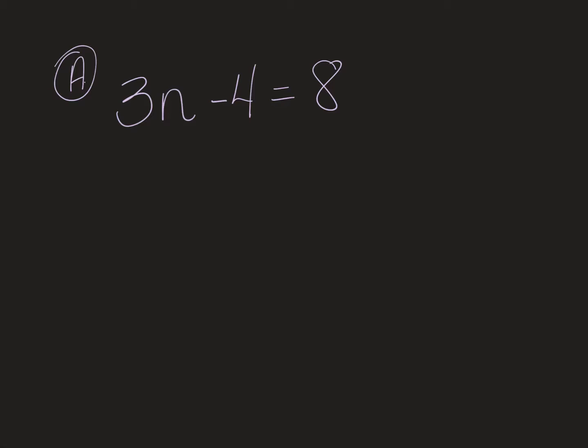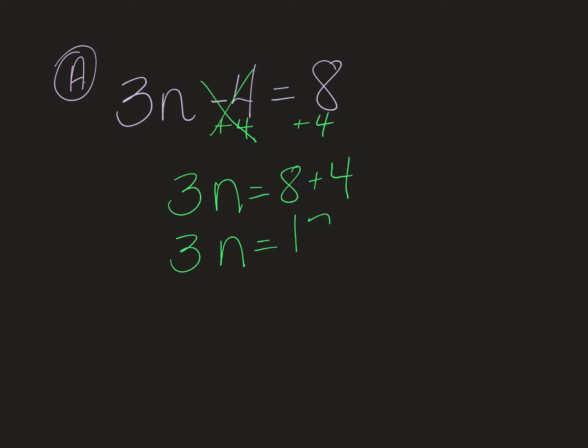Let's go ahead and look at this. We have 3n minus 4 equals 8. So we are going to solve this part first by using our inverse operation, and the opposite of minus 4 is plus 4. You're going to cancel that out. Then you have 3n equals 8 plus 4. And then 3n equals 12.